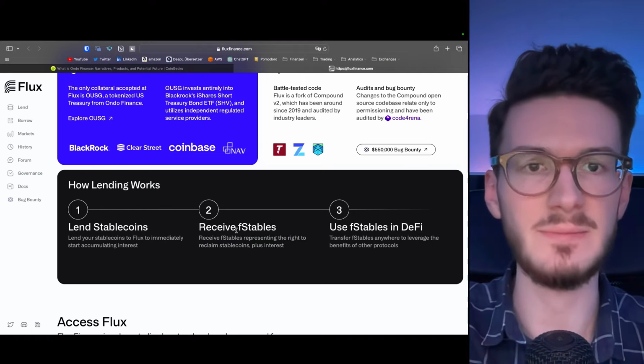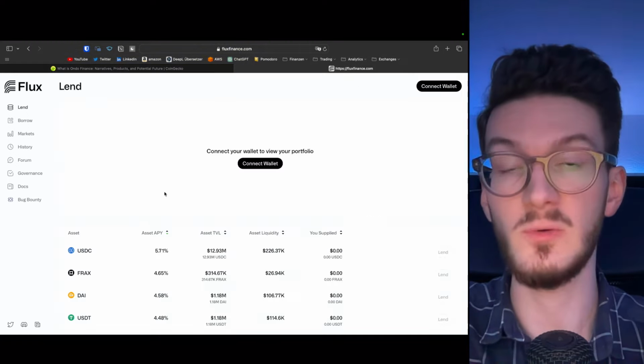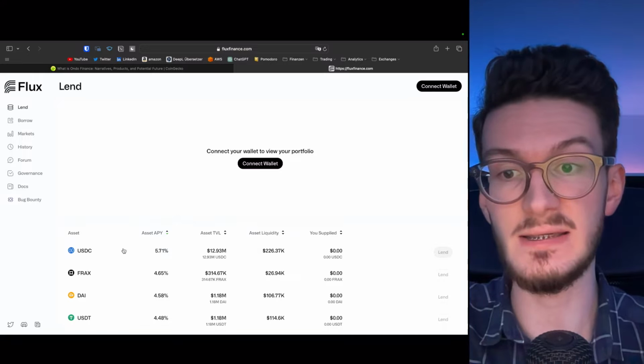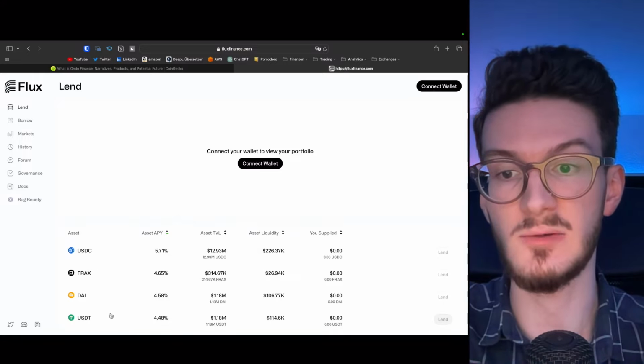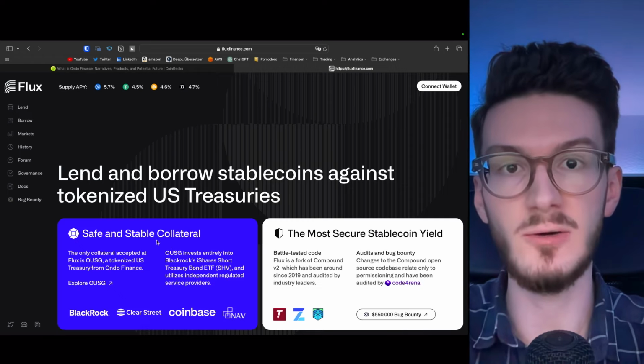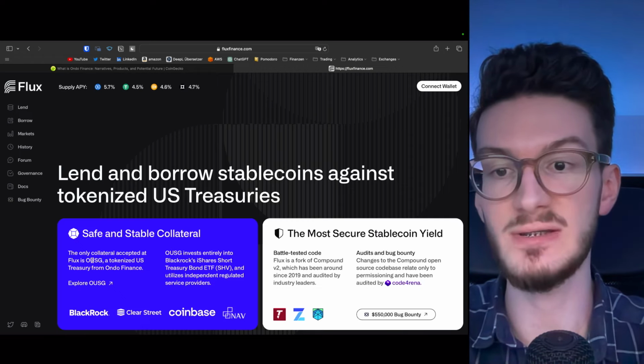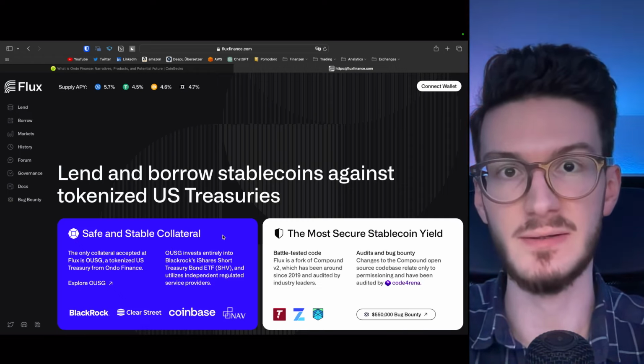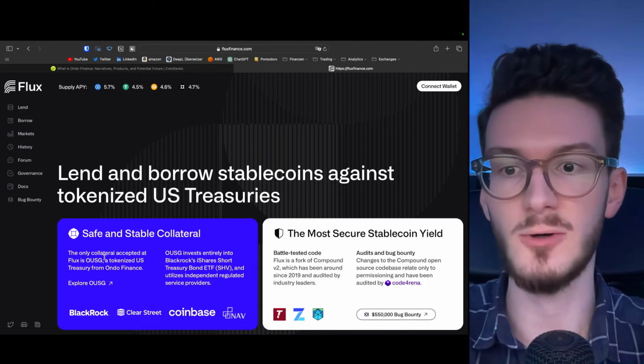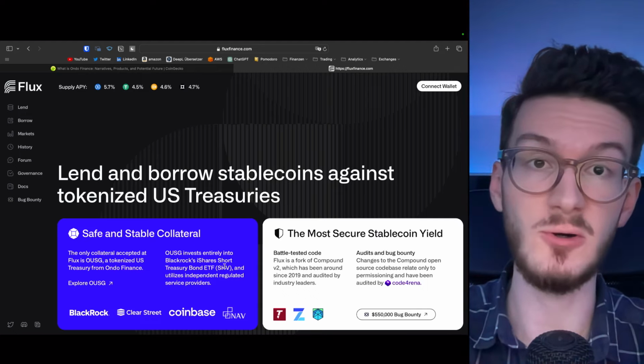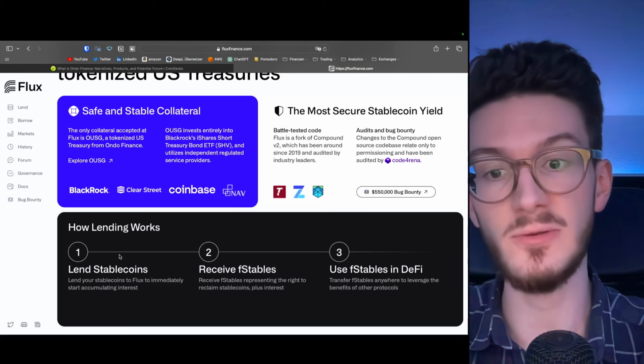So this concept is basically the same as USDY, with the difference that on top of USDC, you can use FRAX, DAI and USDT stablecoins. Also, with the collateral function, this means that OUSG can be leveraged on Flux Finance, as you can collateralize your OUSG, receive stablecoins in return, and then lend out these stablecoins again.